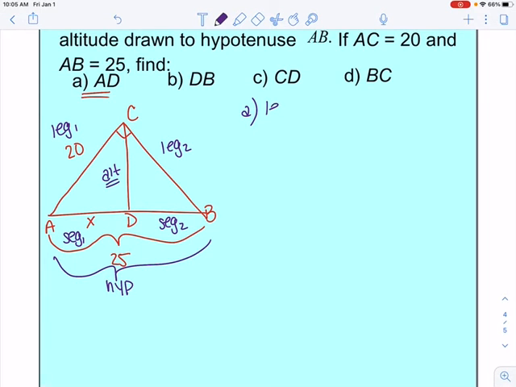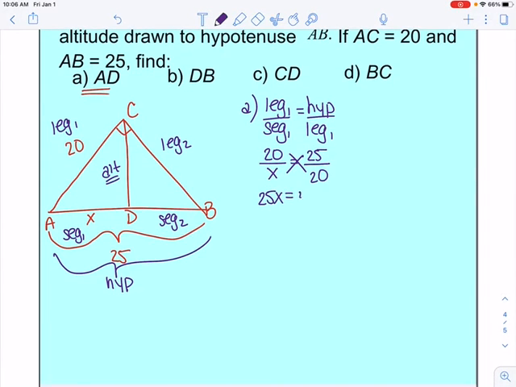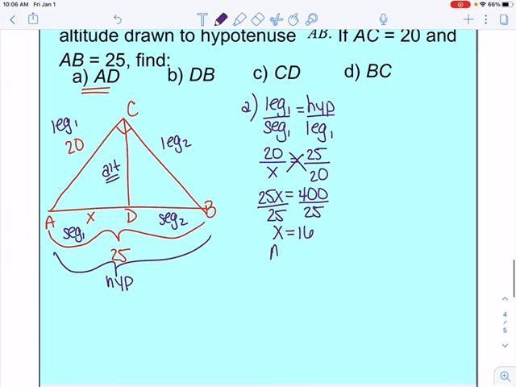So I'm going to do the one that has leg 1 over segment 1, and that's going to equal my hypotenuse over leg 1. Okay, so leg 1 is 20, segment 1 is X, the hypotenuse is 25, and leg 1 is 20 again. Cross multiply. X times 25 will give me 25X, and 20 times 20 is 400. When I divide both sides by 25, X is going to equal 16. Okay, and that's really AD. So AD is going to equal 16 here.